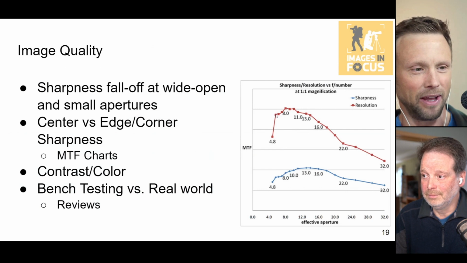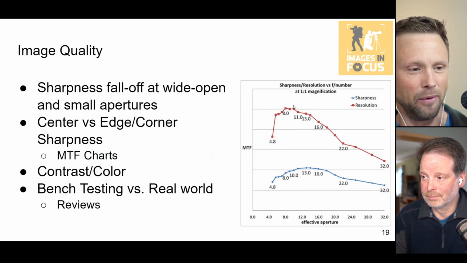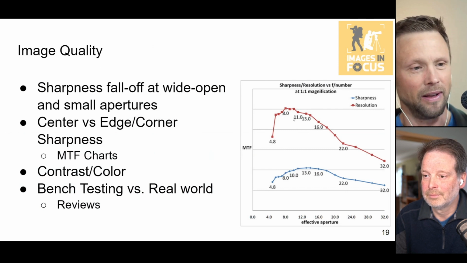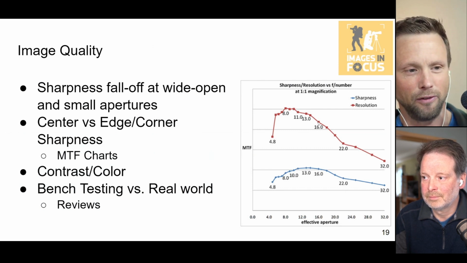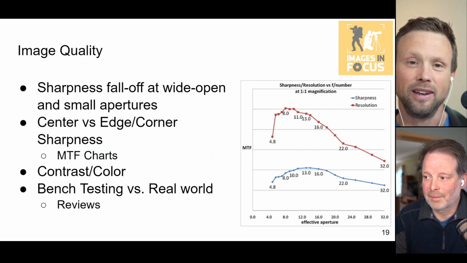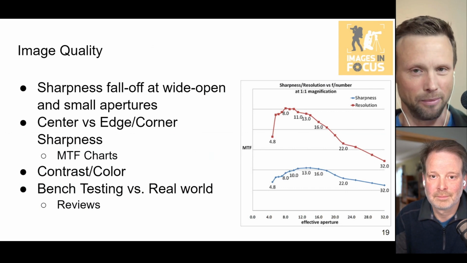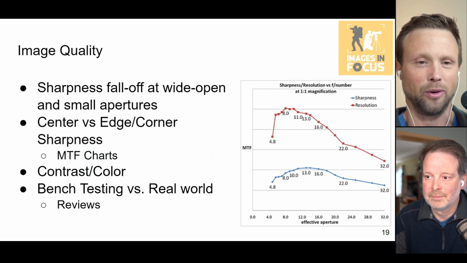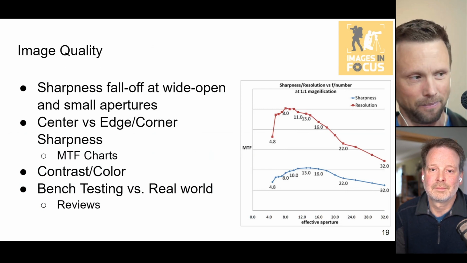As we begin to stop that down, you can see now we've improved, our resolution is much better. But if we start stopping down too far, like to f22 or even beyond, now we become diffraction limited, and our sharpness is going to fall off quite dramatically.